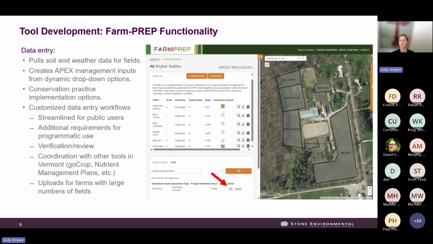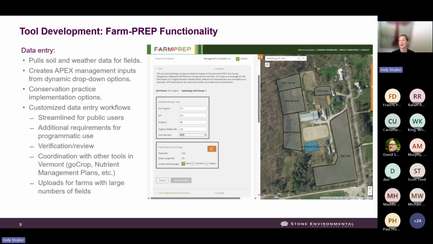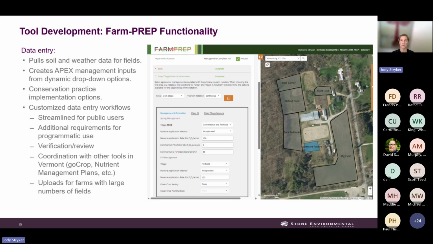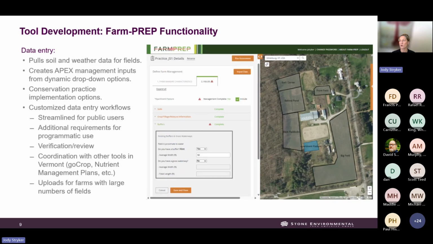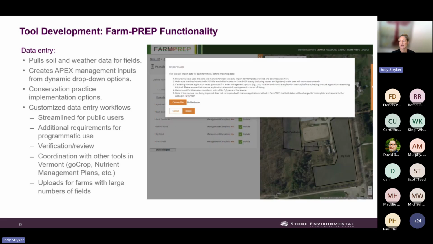For users enrolled in the Pay for Phosphorus program, some of those default parameters like soil test phosphorus or surface organic matter are required from things like your soil tests, your nutrient management plans. And so we've developed forms that walk users through what they need to enter and make sure nothing runs until that data entry is complete.